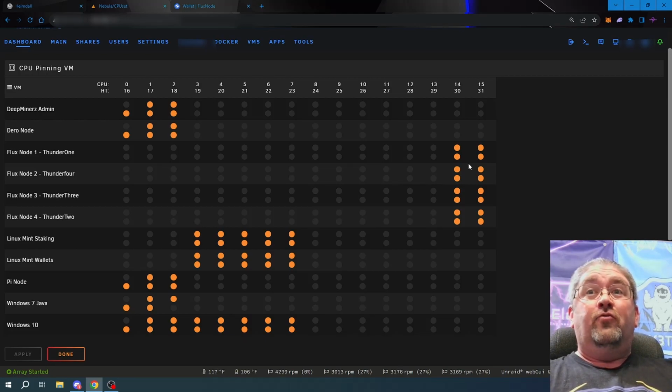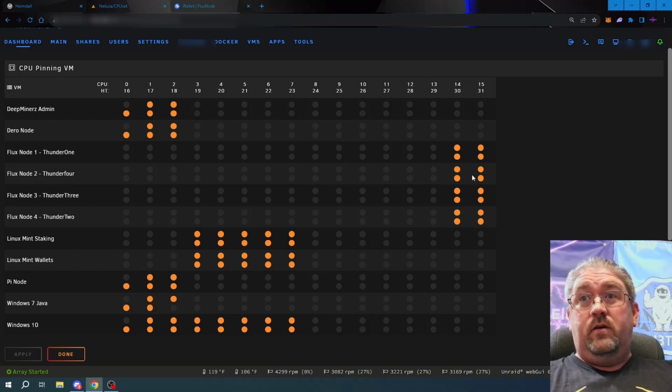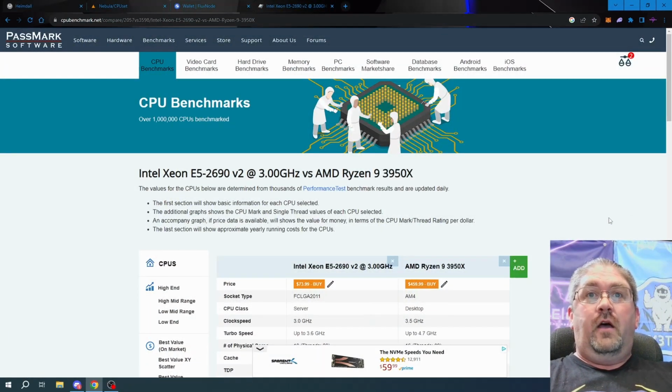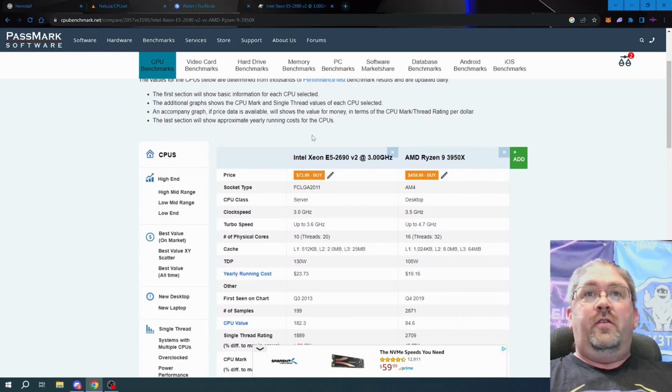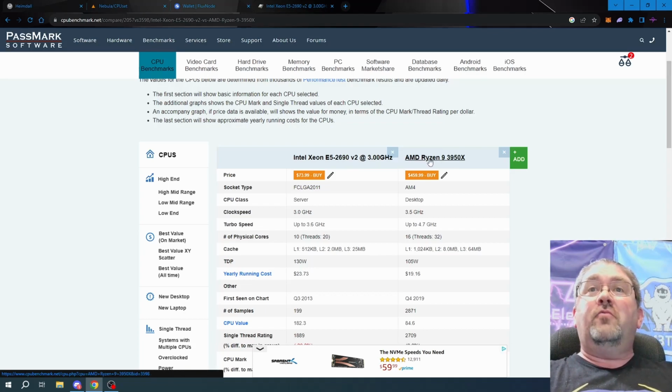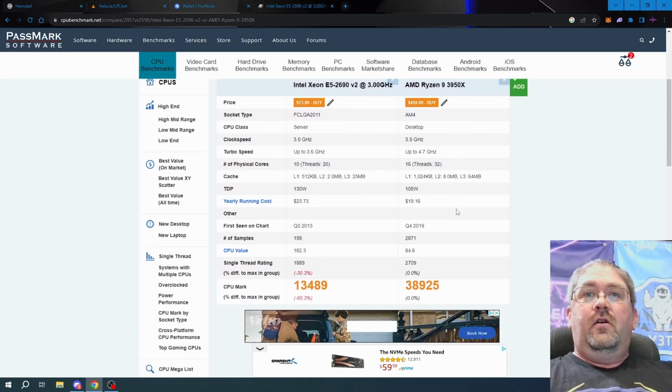Now, again, if you're running an older, like V1, V2, probably even V3 or V4 Xeon CPUs, you're probably not going to be able to do this. Maybe the V3, V4, you might be able to do two at a time. Because the reason why, let's take a look here. Now, on CPUBenchmark.net, I have loaded up the E5 2690 V2, which is what I had originally. I had two of them on a motherboard, and the Ryzen 9 3950X.